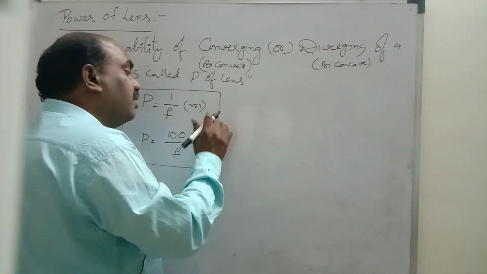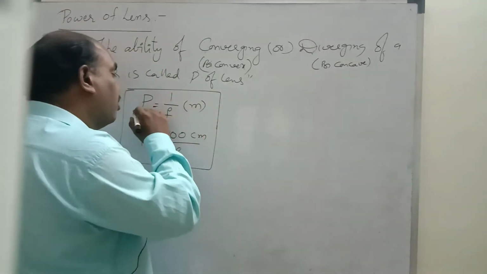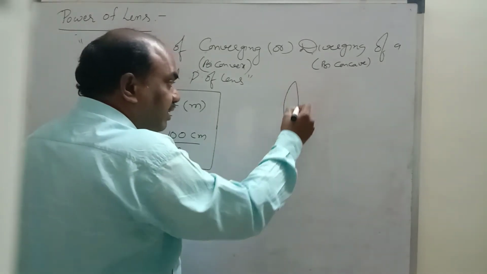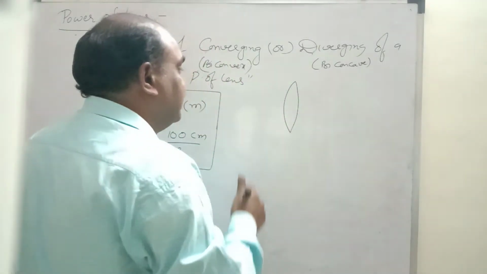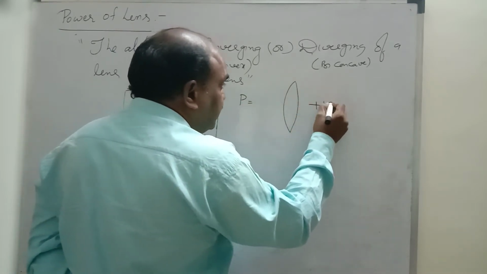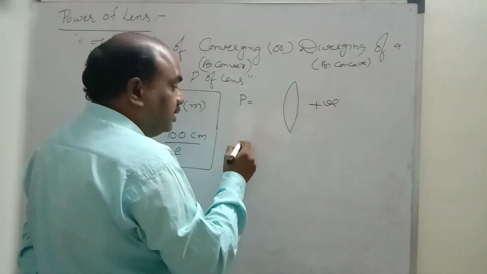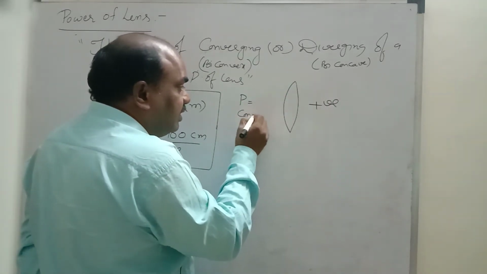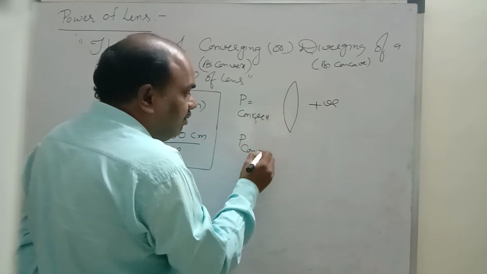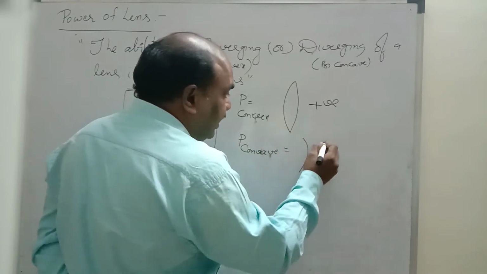Sir, convex lens and concave lens are two different types of lenses. Then what is the power of a convex lens? What is the power of a concave lens? Remember, a convex lens is also called a converging lens. The power of a convex lens is always positive. Remember, the power of a convex lens is always positive. The power of a concave lens is always negative.